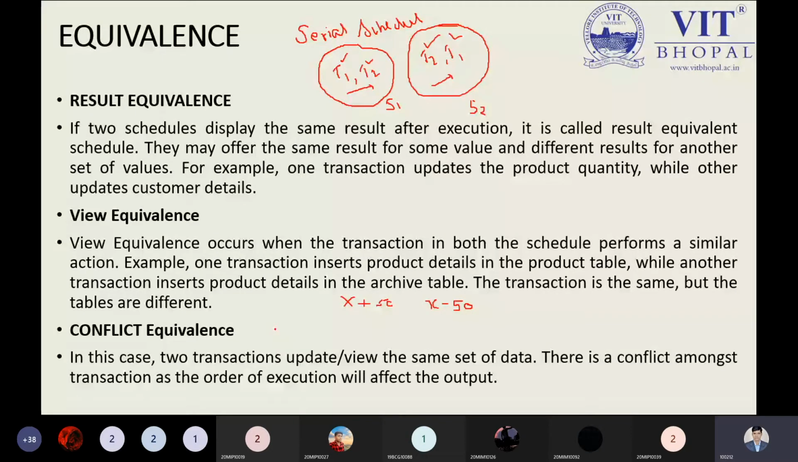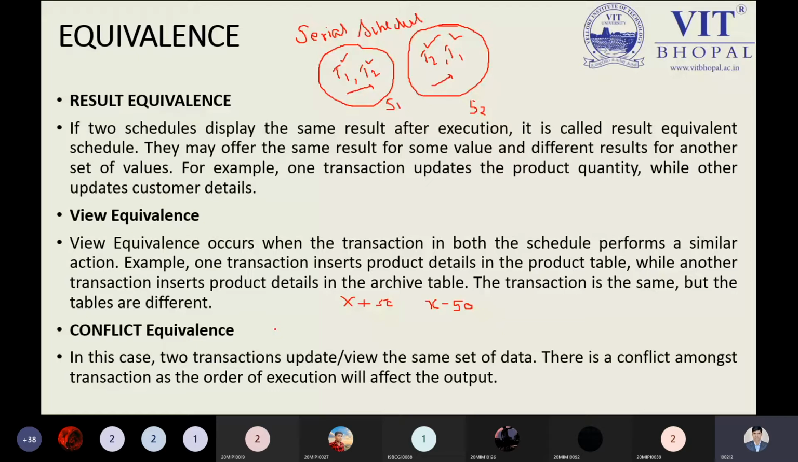If you remember my previous example, what we calculated was X equal to 165 and Y equal to 165. But after having a different order, I was getting X equal to 160 and Y equal to 170. So what is the result? The conflict equivalence is saying that by the S1 schedule I'm getting a different X value, that was 165, while with S2 I was getting the X value 160. That is a big point we have to keep in mind properly. So two transactions update or view the same set of data, and there is a conflict among transactions as the order of execution will affect the output.